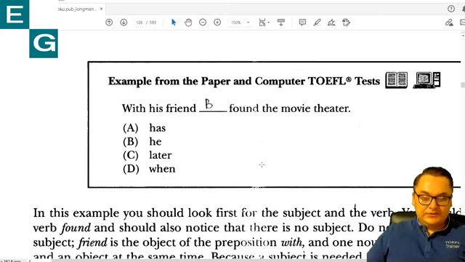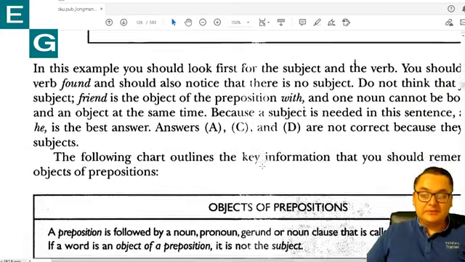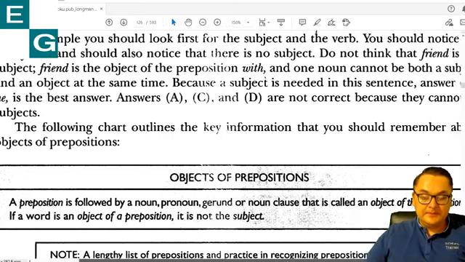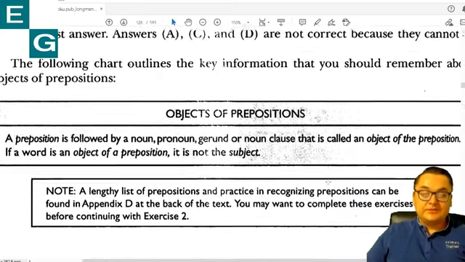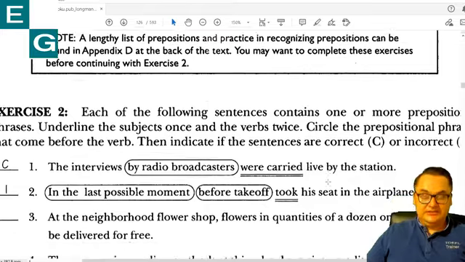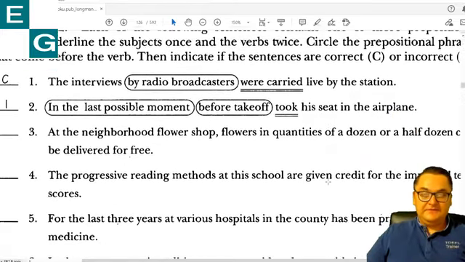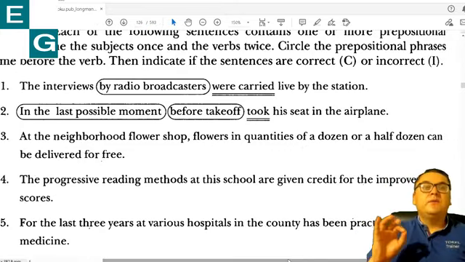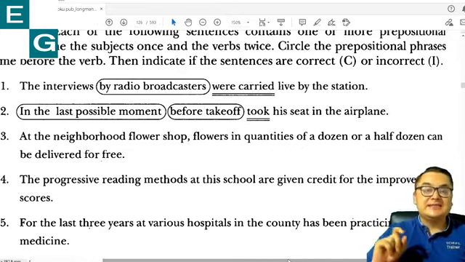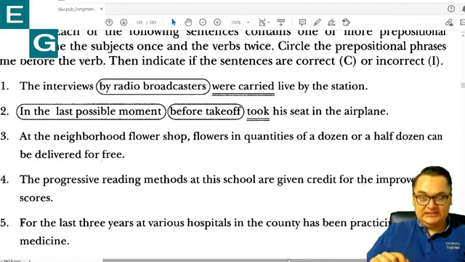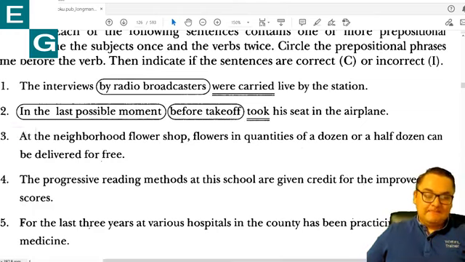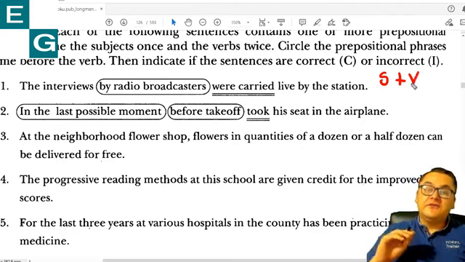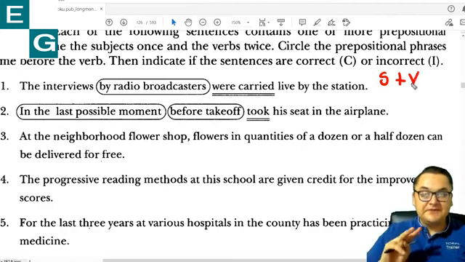I am going to clarify it with better examples here. Just want to remember the preposition. If I have a preposition, maybe what is after that preposition is not the subject of the sentence. You want to remember, each sentence has to have a subject and a verb. The two of them have to be together.